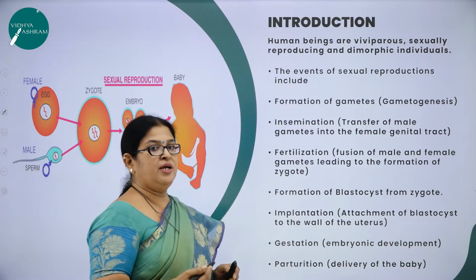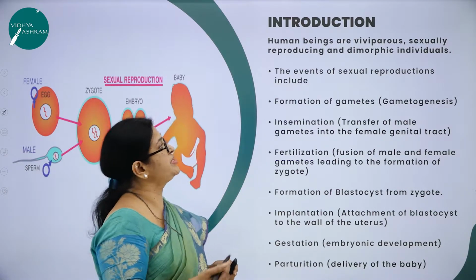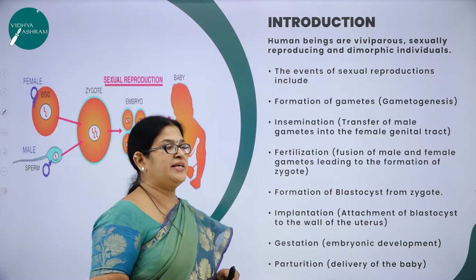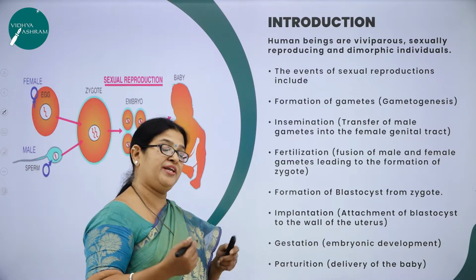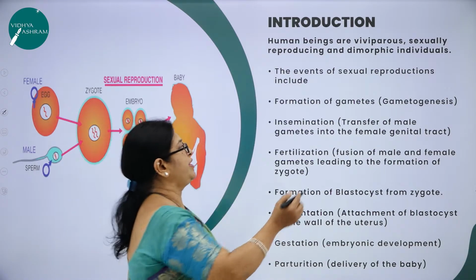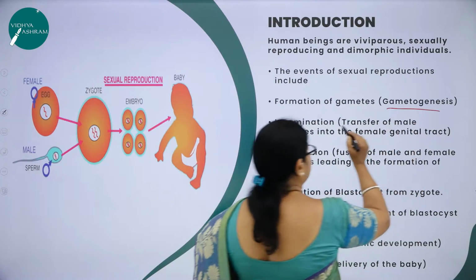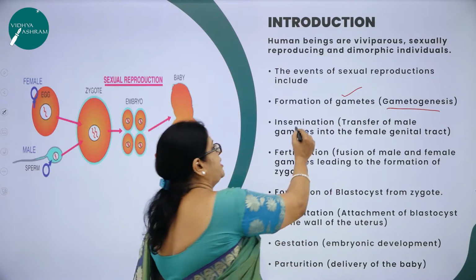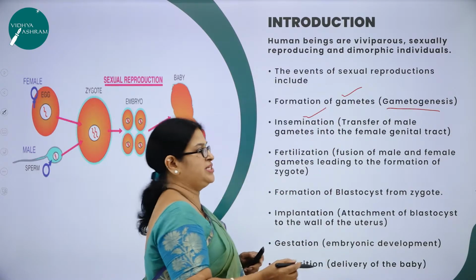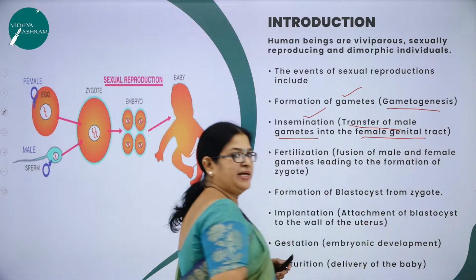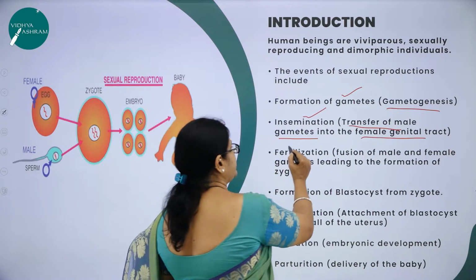So as I said, human beings are sexually reproducing viviparous dimorphic individuals. And what are the events that take place in sexual reproduction, as it varies between the male and the female? So the first very important event is what? Gametogenesis. What is gametogenesis? Formation of gametes. Next comes what? Insemination. What is insemination? Transfer of male gametes into the female genital tract. The next event is what?